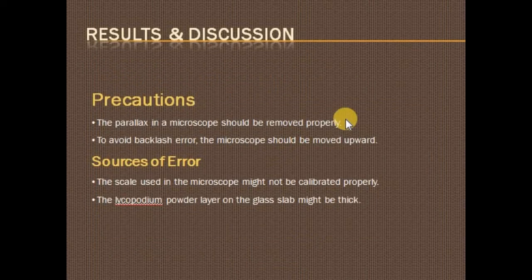When you do the experiment, you have to take a few precautions. Precaution number one is that the parallax in the microscope should be removed properly, and to avoid backlash error the microscope should be moved upward. And there are some sources of error, so you have to take care of them. The scale used in this microscope might not be calibrated properly, so you have to check it very carefully.